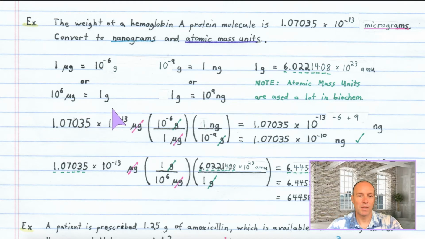1.07035 times 10 to the minus 13 times 10 to the minus 6 divided by 1 times 1, and then divided by 10 to the minus 9. Since you have a lot of powers of 10 here, and you're taking 10 to the minus 13, multiplying by 10 to the minus 6, and dividing by 10 to the minus 9, you remember the rules for multiplying and dividing with powers of 10?